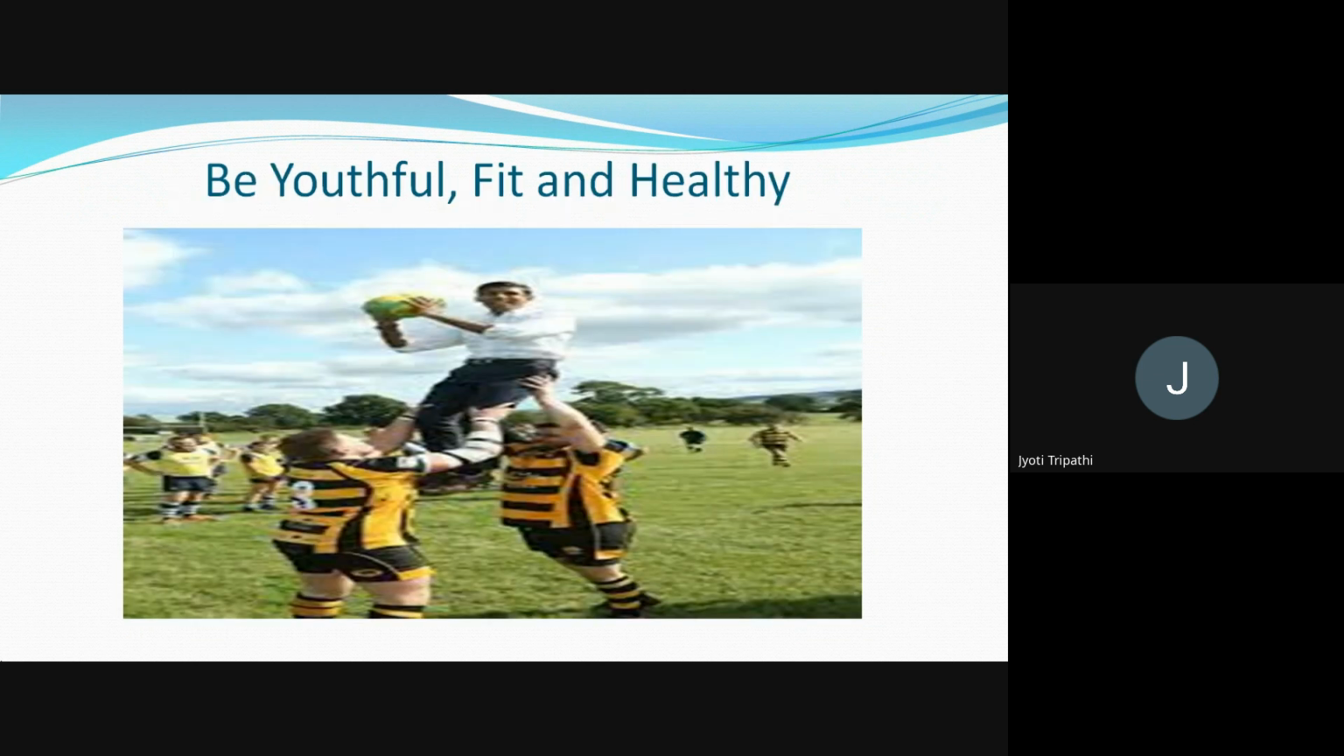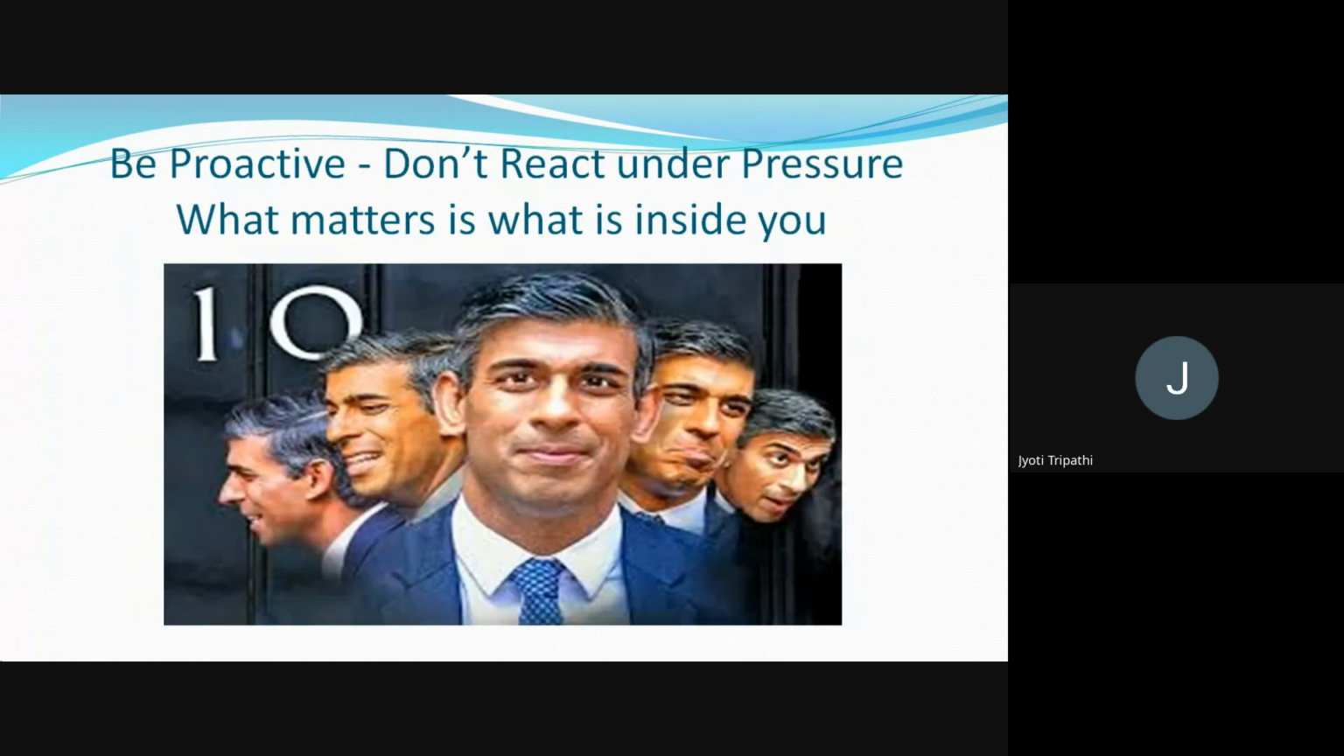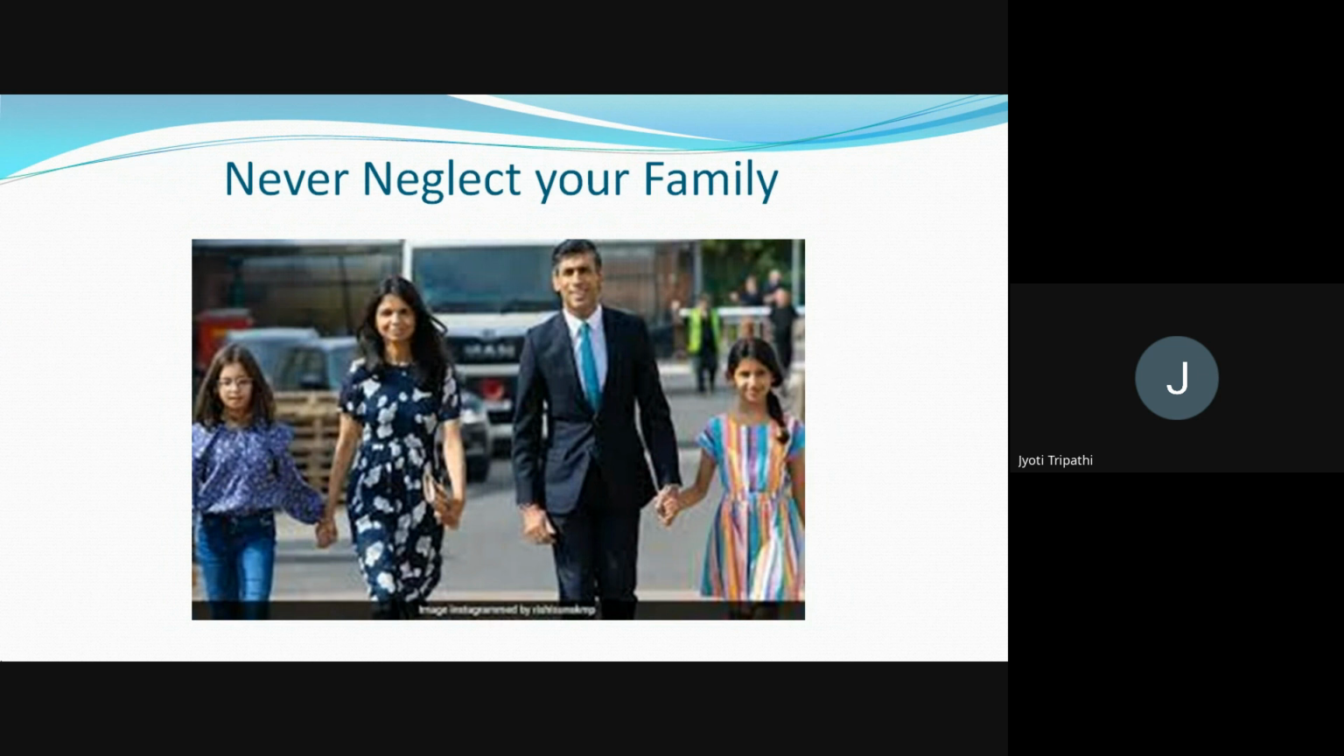Be youthful, fit, and healthy. Yes, as I briefed you, he became an English cricket royalist. He is very much fond of football and movies and exercises. So he believes in keeping himself fit and healthy, and he advises the same to others. Be proactive. Don't react under pressure. What matters is what is inside you. We have discussed this point of handling the energy, pressure, and conflicts. So he supports that. Never neglect your family.